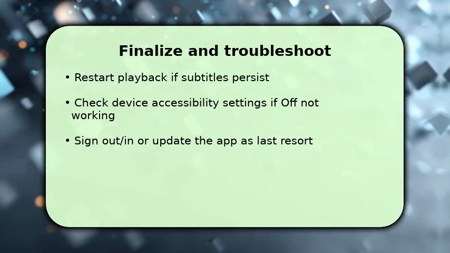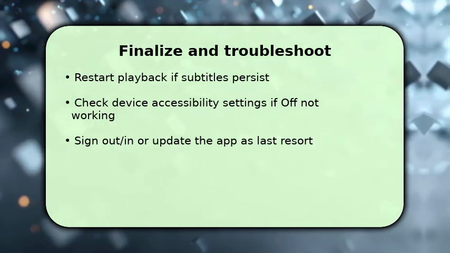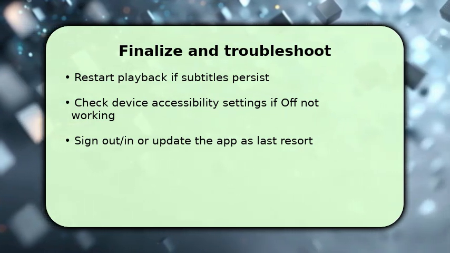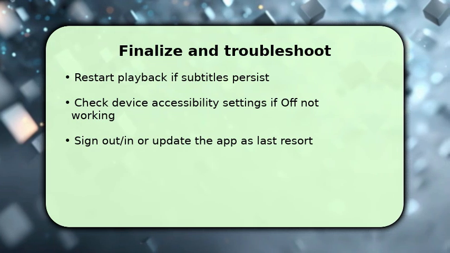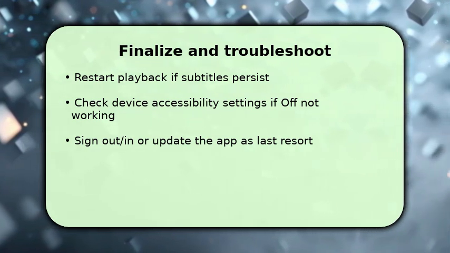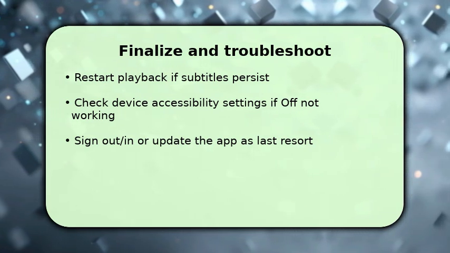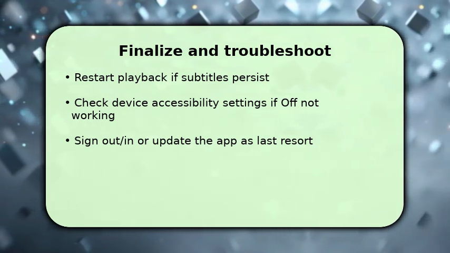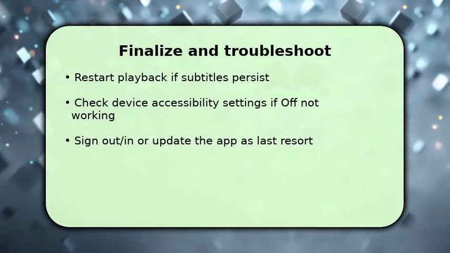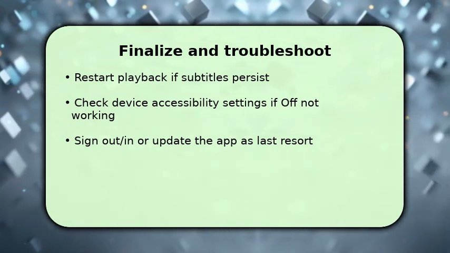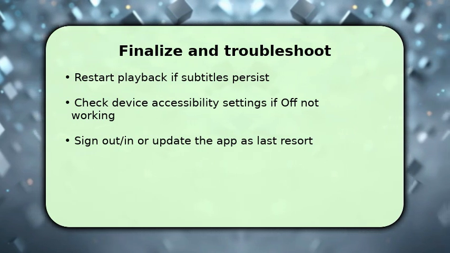Make sure your device's accessibility captioning isn't forcing subtitles system-wide. Disable system captions in device settings if needed. If problems continue, sign out of Netflix and sign back in, or update the Netflix app to the latest version. As a final step, reboot the device. These actions resolve most issues because they refresh app state and ensure the chosen subtitle preference is applied.